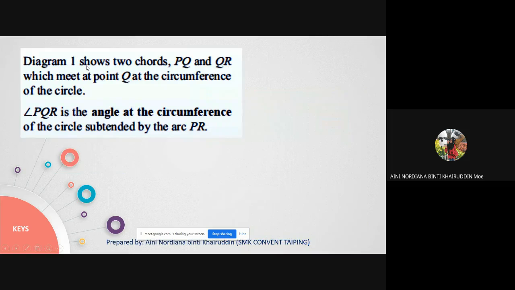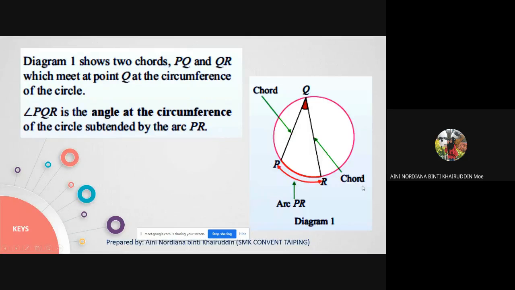Have a look at Diagram 1. It shows two chords, PQ and QR, which meet at point Q at the circumference of the circle. So angle PQR is the angle at the circumference. The red color is the angle at the circumference subtended by arc PR. So this is arc PR, and you have two chords. These two chords meet at point Q at the circumference. So this is the angle.